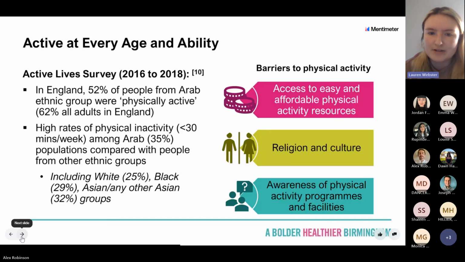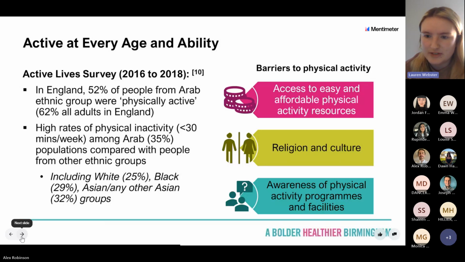So, active at every age and ability. Data was taken from the Active Lives survey from 2016 to 2018. In England, 52% of people from the Arab ethnic group were classed as physically active, in comparison to 60% of all adults in England. There were high rates of physical inactivity, less than 30 minutes per week, among Arab communities, which was 35% of the population, compared with people from other ethnic groups.